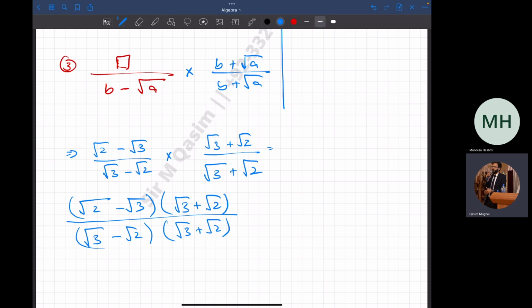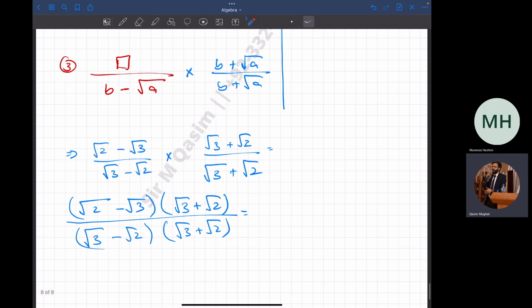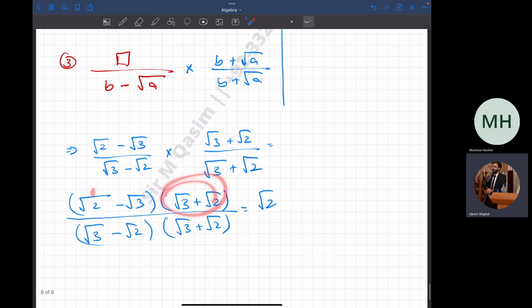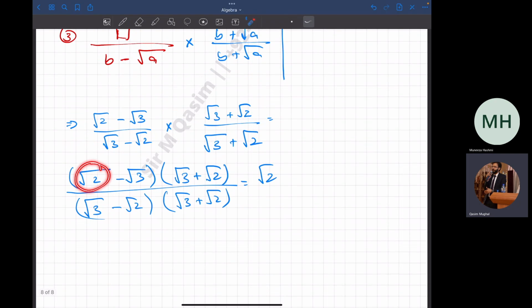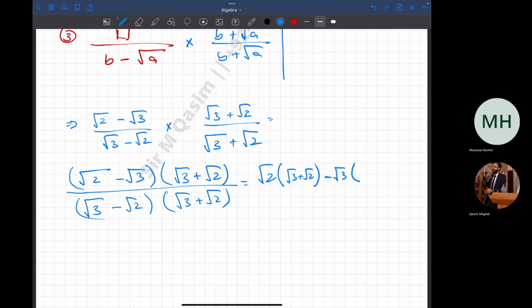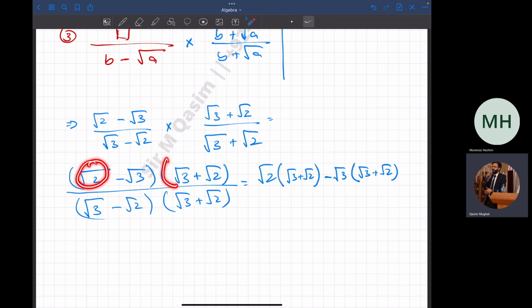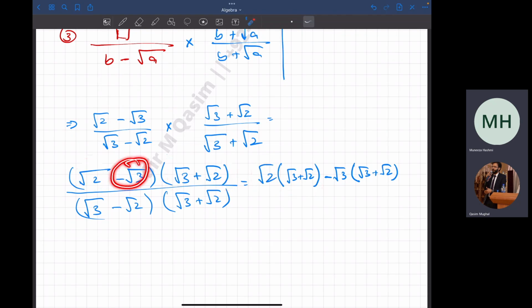So the numerator part, you will be expanding it as root of 2 times this, isn't it? This root of 2 times all of this, so root of 2 times root of 3 plus root of 2, and then minus root of 3 times root of 3 plus root of 2. So what I've done is I multiplied root of 2 with this first, and then multiplied negative root of 3 with this later on, okay?